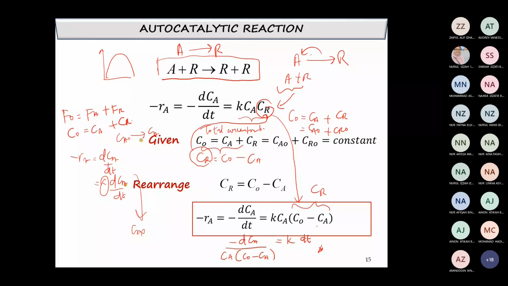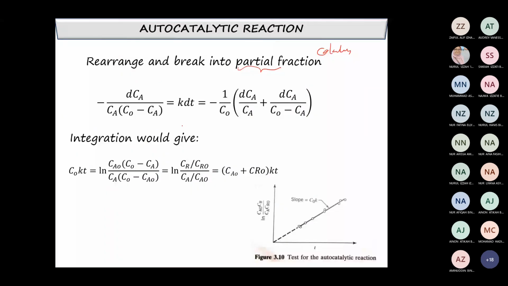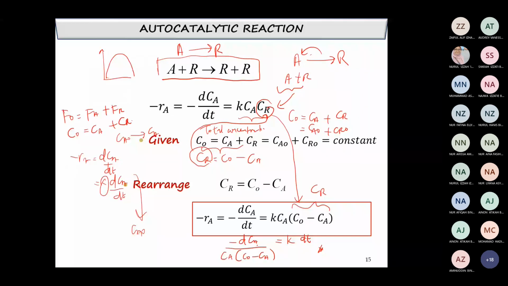Alright, so dia rearrangekan guna partial fraction daripada calculus. Okay, dia akan dapat bentuk ni. So daripada sini kena integrate. Sebab apa? Tadi kan kita ada CA dengan dt, so kita boleh integrate in term of CA, kita boleh integrate of the time. Sebelum kita nak integrate, kita kena keluarkan benda ni dulu, becoming like this one. Okay, baru kita integrate.